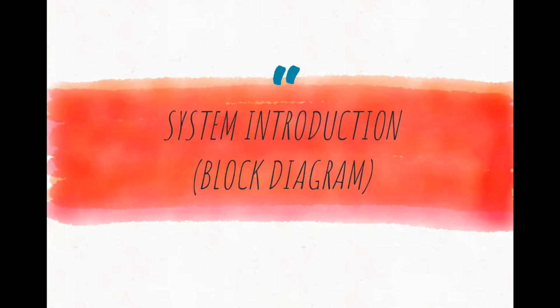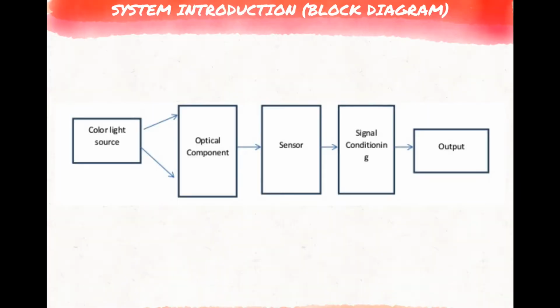Next is the system introduction or block diagram. Light rays from a color light source fall on the optical components of the color sensor. The optical components filter and focus the rays on the optical sensors. The output of the sensors is processed by the electronic circuitry and the corresponding color output is obtained.